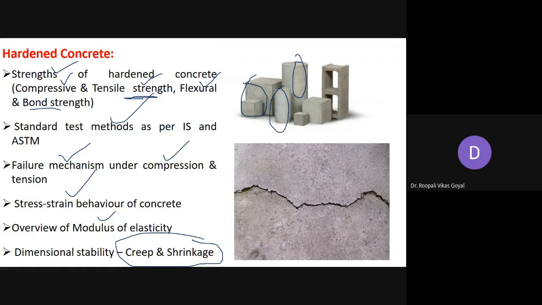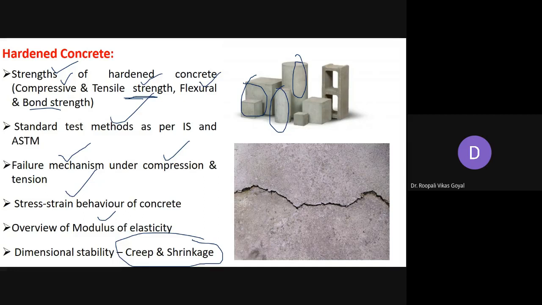So after attaining strength, there is a certain amount of creep. That is, there is a continuous increase in strain under the sustained load. You are not increasing the load, yet the strain keeps increasing. That phenomenon is generally called creep. And concrete also sometimes shrinks. So what are the factors responsible for this dimensional stability related to creep and shrinkage, that also we are going to discuss. So these are the topics that we are going to discuss in hardened concrete.